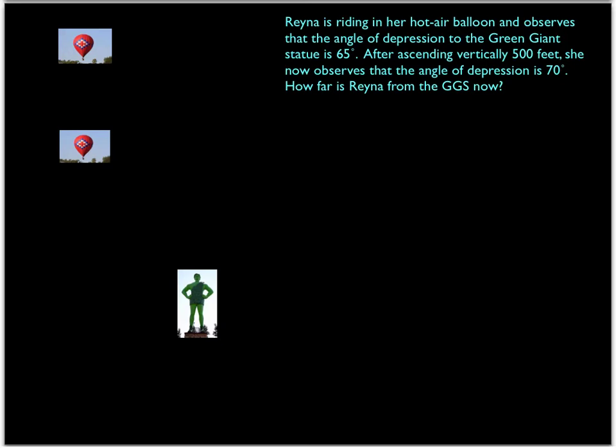Well, first of all, let's draw this out a bit, see if we can decipher what's going on here. So first of all, her angle of depression when she's here going down to the green giant. Now the angle of depression, remember, is actually this angle with the horizon here. So I'm just going to draw this a little bit different, kind of a dashed line, and the 65 degrees would actually be like this. So we may not use that 65 degrees per se. Then she's going to go up another 500 feet. So this is 500 right here.